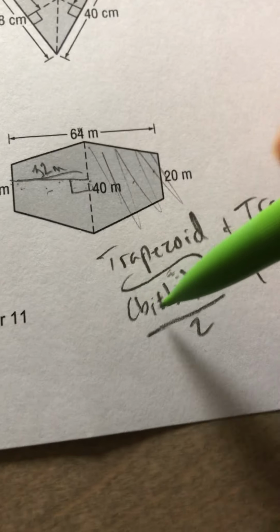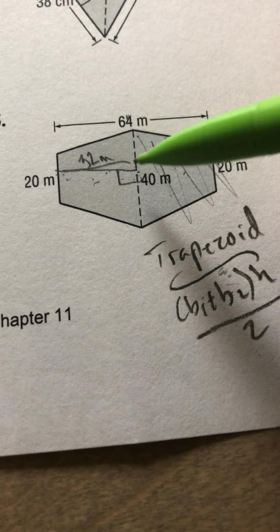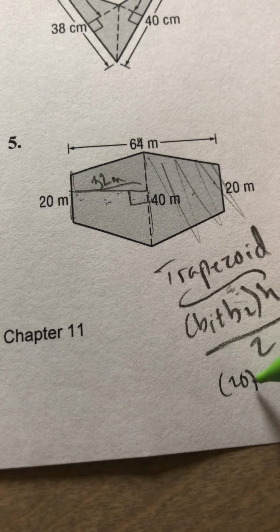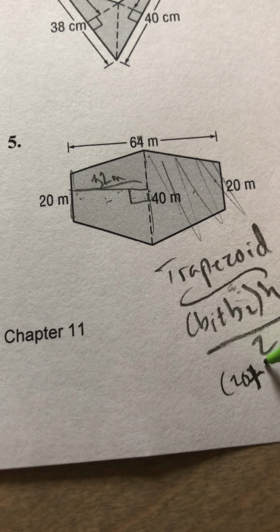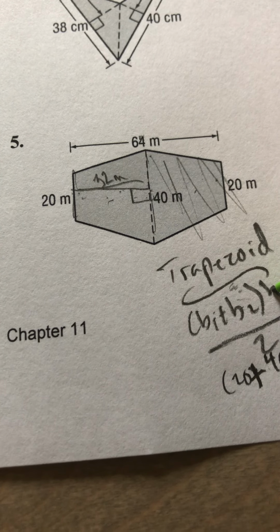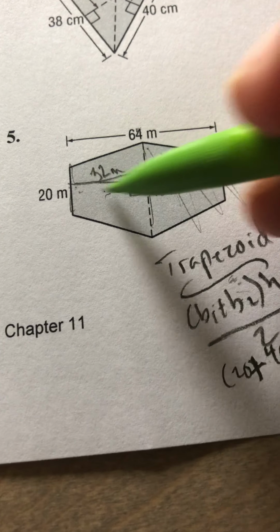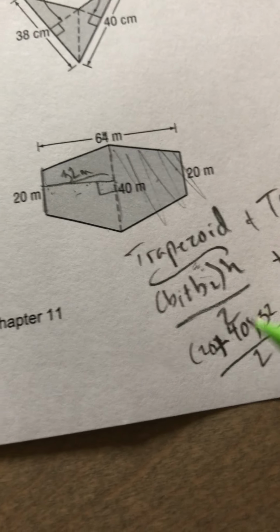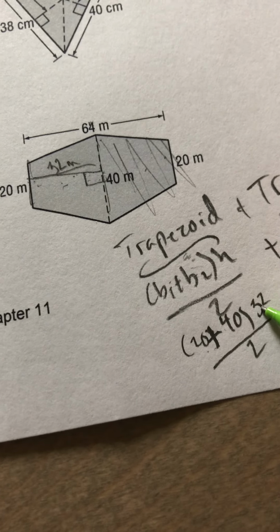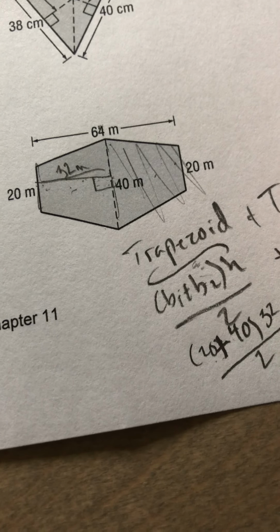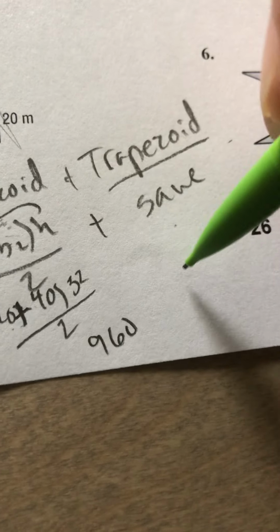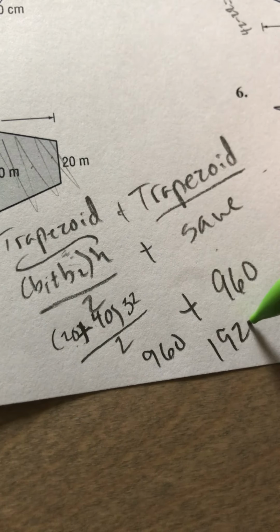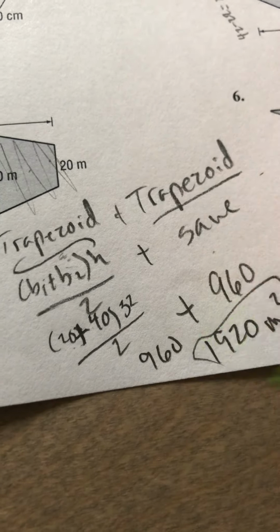The bases, the two bases, if you remember, are parallel to each other. That is, this line and this line are parallel to each other. So you add the two bases, 20 plus 40, and then the height is 90 degrees. We just found it. It's 32, and then divided by 2. So on your calculator, 20 plus 40, enter, times 32 divided by 2 is 960, which means this is 960. You add them up, and you get 1920 meters squared. Boom, you're done.